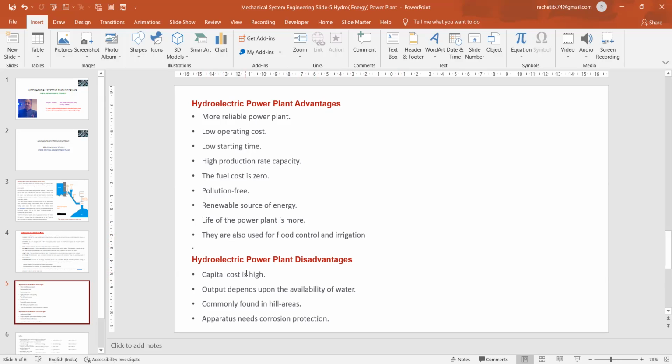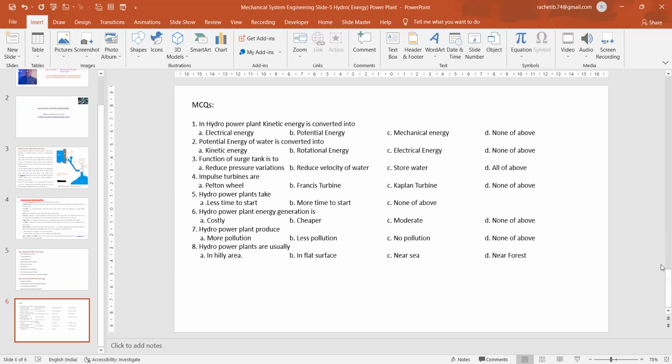Disadvantages: capital cost is high. Naturally, the construction of a dam is not a joke, and it has to be constructed in hilly areas at height. So the initial capital cost required for this hydropower plant is very high. Output depends upon the availability of water. Commonly found in hilly areas, the apparatus needs corrosion protection. And one more thing: it is away from the load center, so the transmission losses are much more. That's all about the hydropower plant.